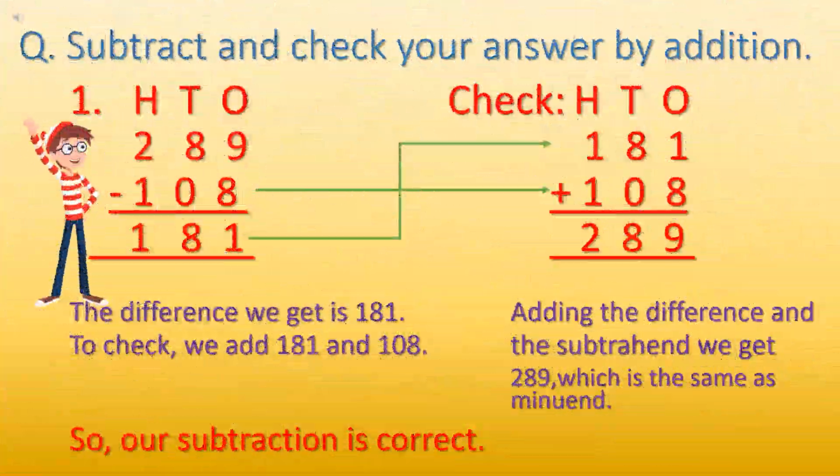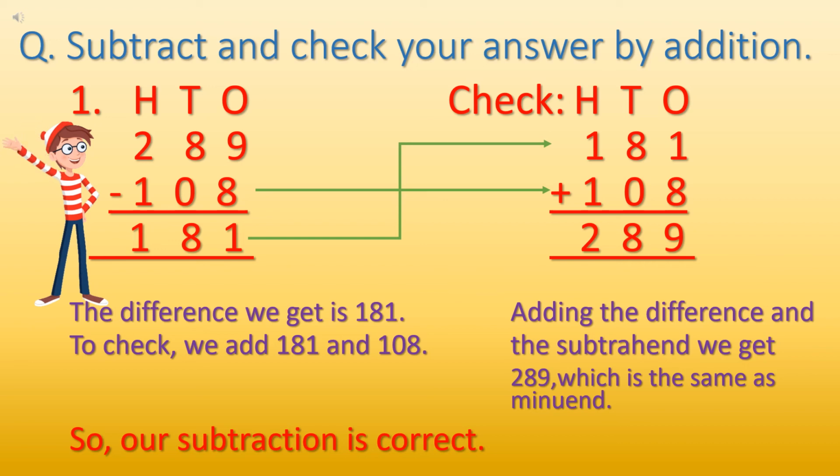Now let's understand it with the help of examples. Our question is subtract and check your answer by addition. And the first question is 289 minus 108. So first of all we will subtract it. 289 minus 108. So first of all we will subtract ones place.